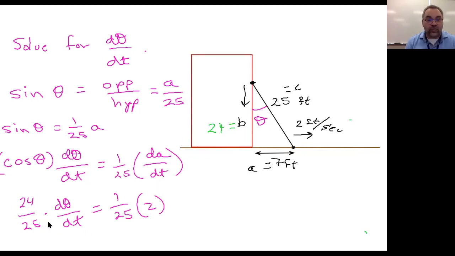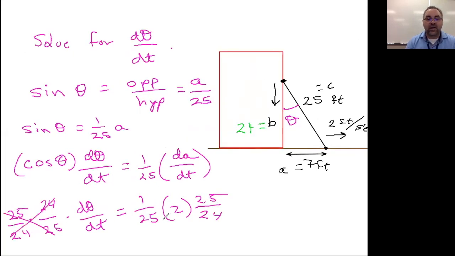Okay, well, let's solve for d theta dt. How do we get rid of this 24/25? We multiply by 25/24 on both sides. And these guys cancel. And over here on the right-hand side, look, the 25 cancels. The 2 over 24 cancels. And we get 1/12.